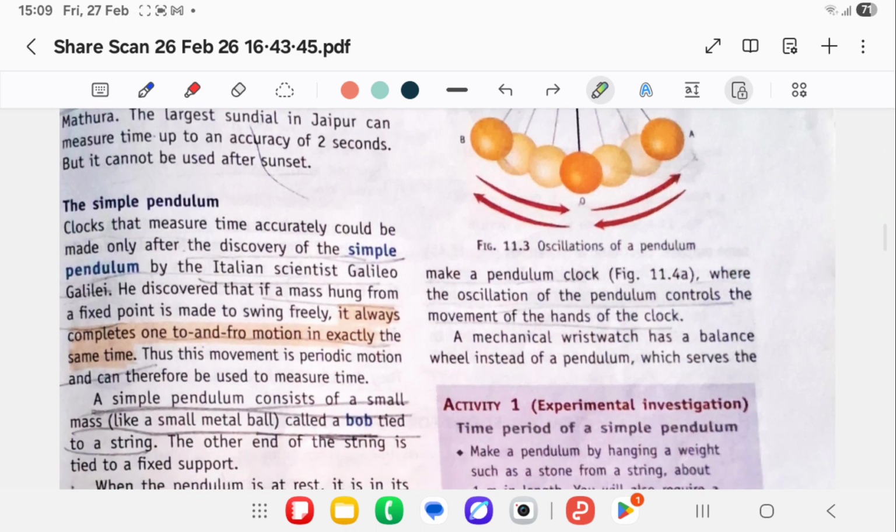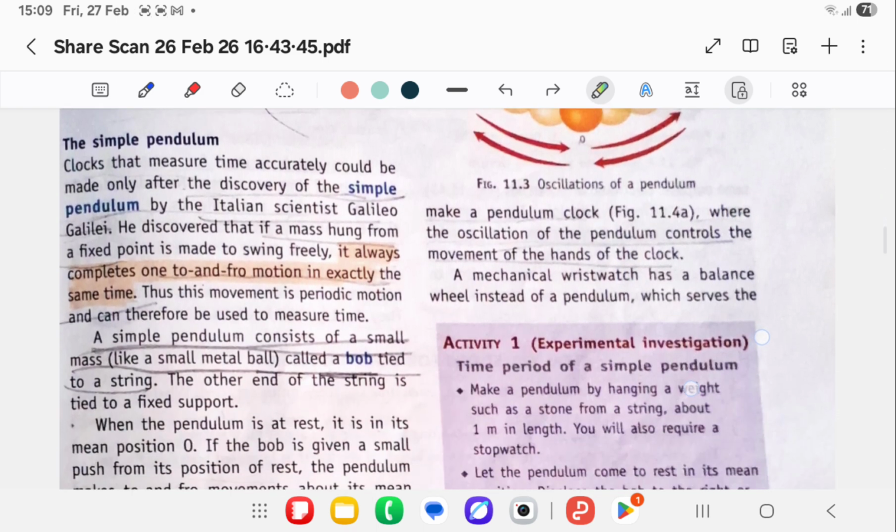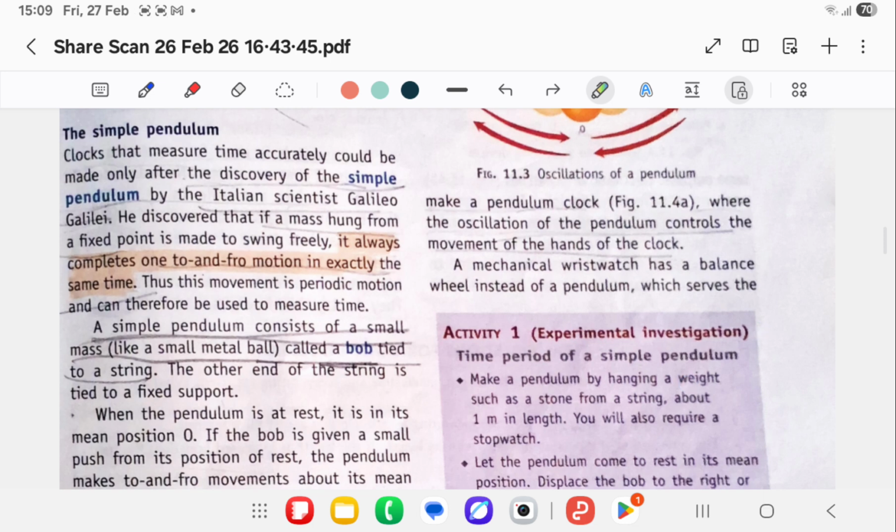Next, the simple pendulum. The simple pendulum was first used by Galileo Galilei. He used the concept of the simple pendulum to calculate time. Now, how is it done? If you hang a mass or a ball from a thread and move it, it will move in a to and fro motion. What is to and fro motion?